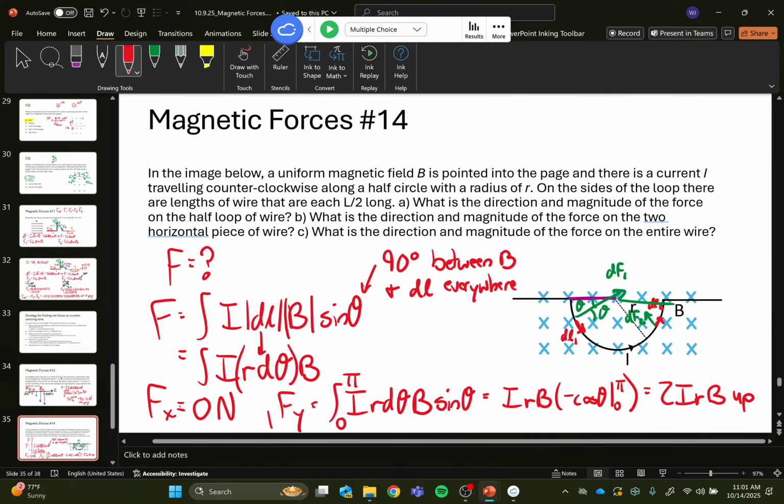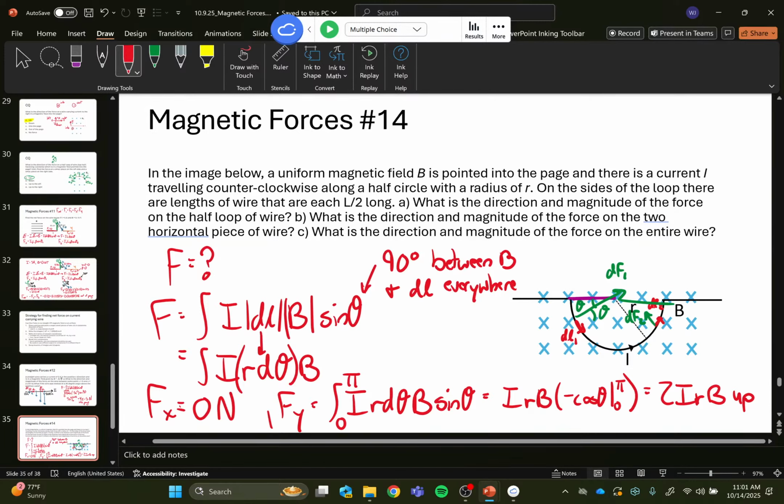They're different. So these thetas represent different things. This theta down here represents the angle between where I'm at and this horizontal line. And that's the angle we're integrating over, whereas the other angle is the angle between the field and the current. All right, we'll do one more.